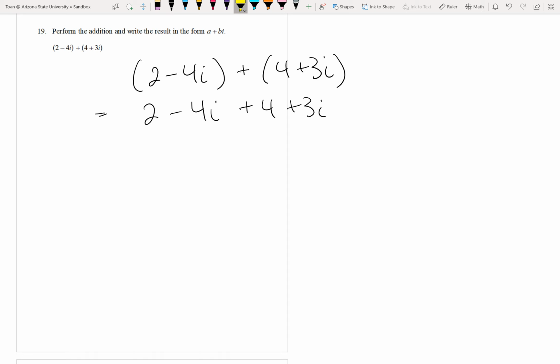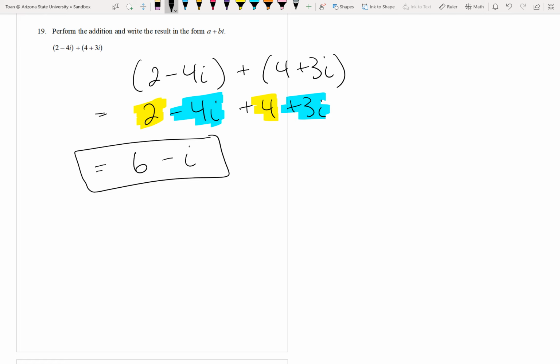And the idea is to combine like terms. So here are my regular numbers. Here are my i's. And when we put them together, 2 plus positive 4 is a 6. Negative 4i with a positive 3i is a minus 1i. There you go.